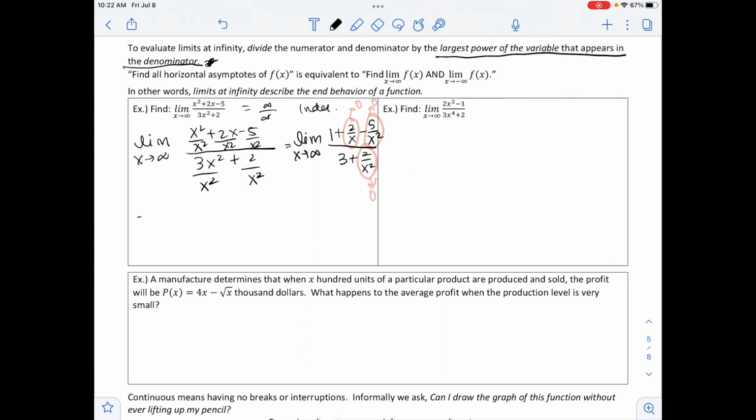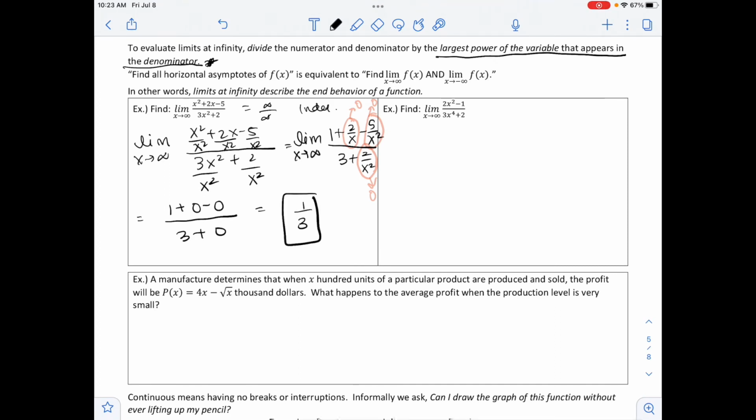And so this is going to be equal to 1 plus 0 minus 0 over 3 plus 0. Again, remember that the limit as x approaches anything of a constant is just that constant. That's why the 1 and the 3 are still in our expression when we do direct substitution. Those other expressions are going to be equal to 0. And so we get a numerical answer of 1/3.